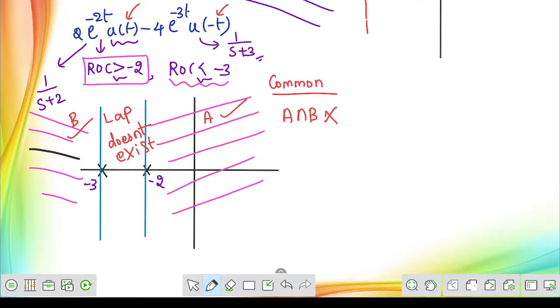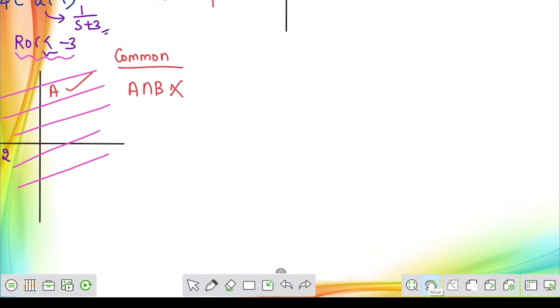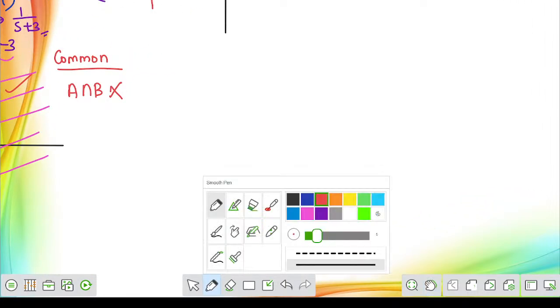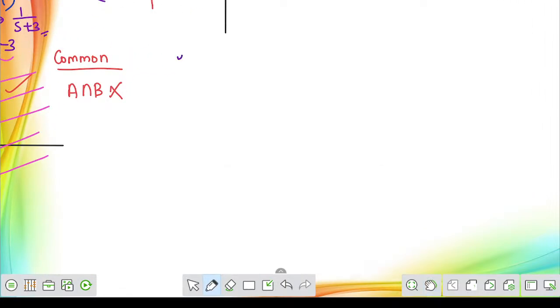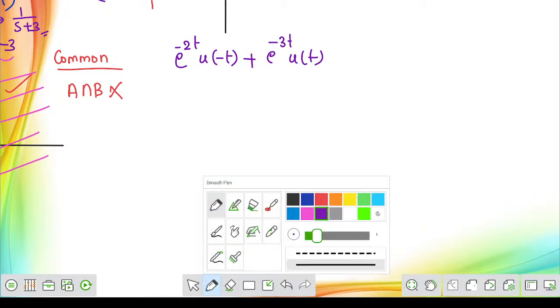Suppose the second thing is, let me go ahead with the same signal, but I'm just going to flip it. Let's take the same example, but rather let us assume e power minus 2t into u of minus t, minus, okay, let us take e power minus 3t into u of t. If a signal is different like that, then how will you define the region of convergence? Only focus on ROC.